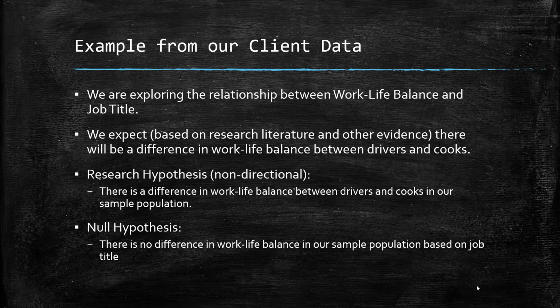So our research hypothesis, which is non-directional, is going to say there's a difference in work-life balance between drivers and cooks in our sample population. That's simple. The null hypothesis: there is no difference in work-life balance in our sample population based on job title. It's the hypothesis of no difference. So this is a non-directional hypothesis. We're just saying we're going to find a difference, but we're not saying what direction it's going to be.